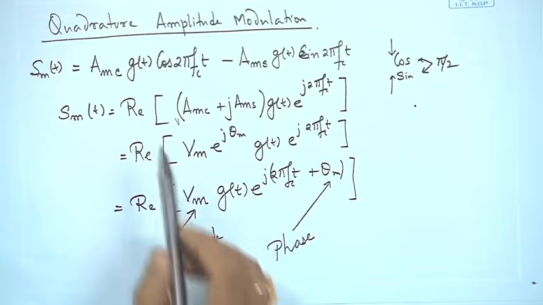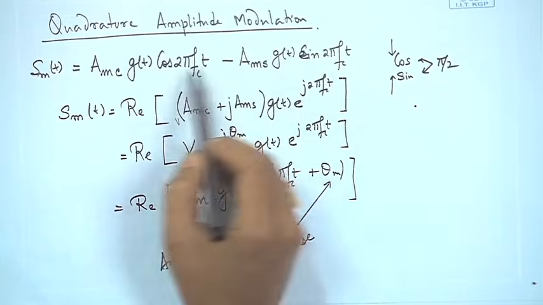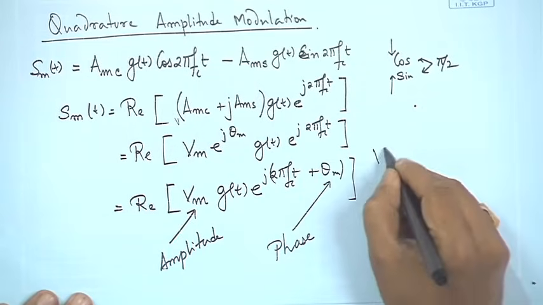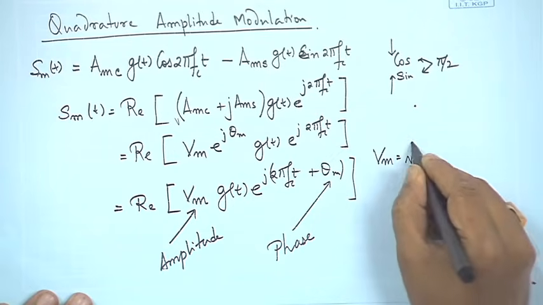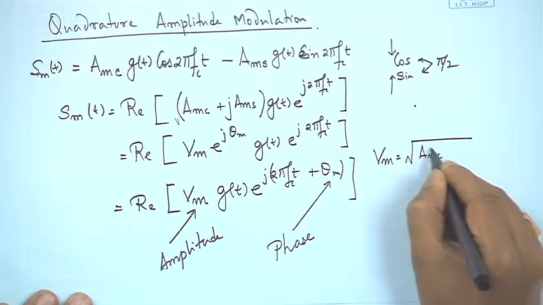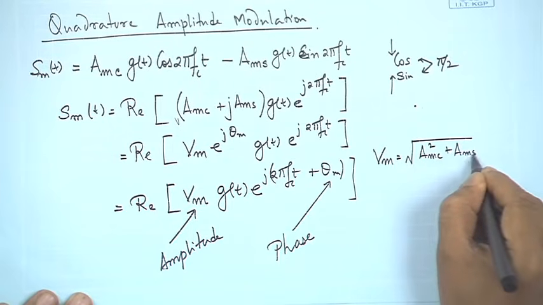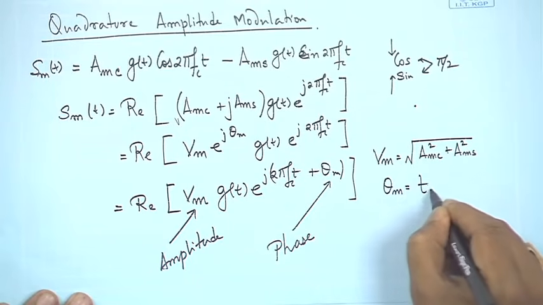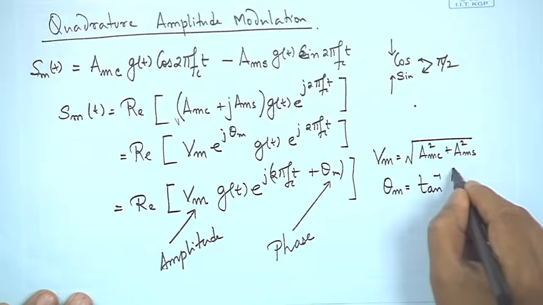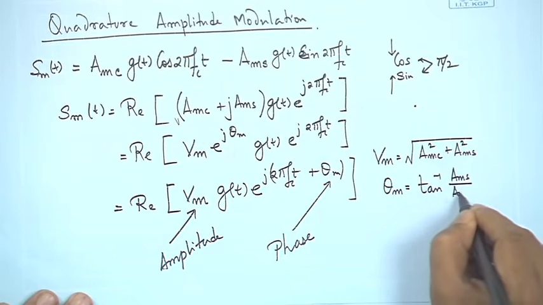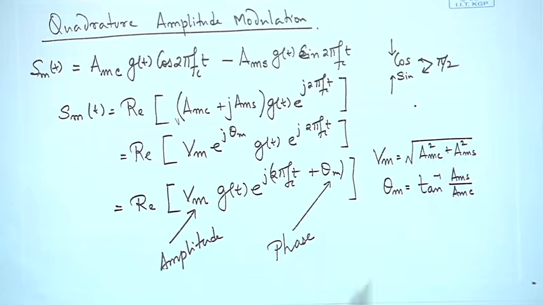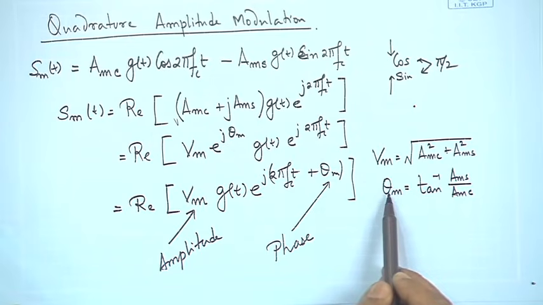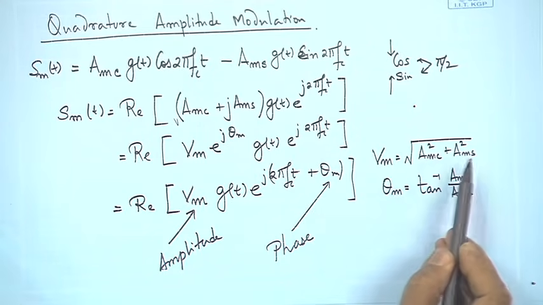The other view could be that I have quadrature carriers and I could select amplitudes independently. And of course, to complete this set of expressions, V_m is equal to the square root of A_mc squared plus A_ms squared, and theta_m is equal to tan inverse of A_ms upon A_mc. So if I choose A_mc and A_ms, I get V_m and theta_m, or if I choose V_m and theta_m, I get A_mc and A_ms. Either way works.